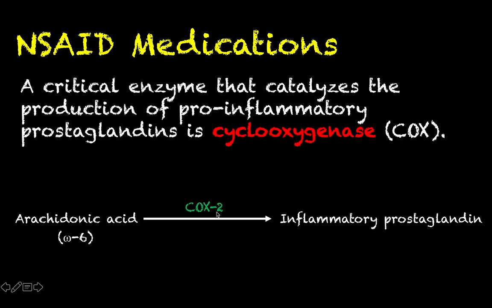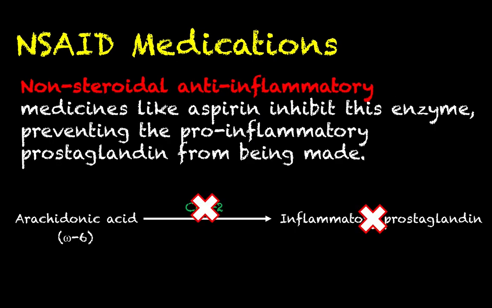One of these COX isoforms, called COX-2, is inducible during tissue damage, and it is thought to be one of the major factors that leads to inflammation at the site of injury. So non-steroidal anti-inflammatory drugs like aspirin inhibit the enzyme, preventing this COX-2 from doing its job, meaning that if the enzyme is inhibited, it will not be able to produce these inflammatory prostaglandins, even if the substrate, arachidonic acid, is available.